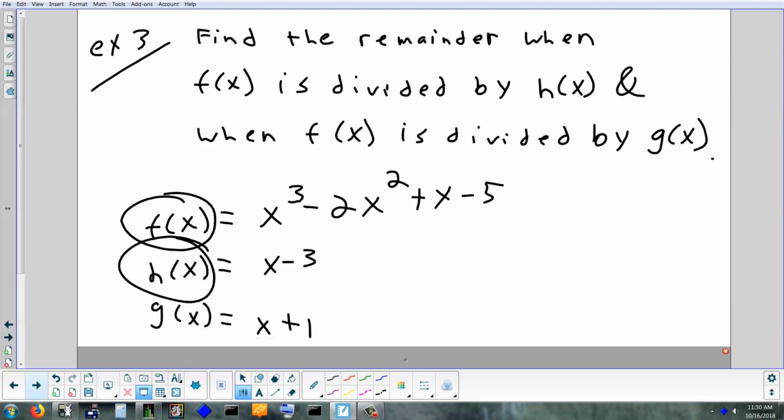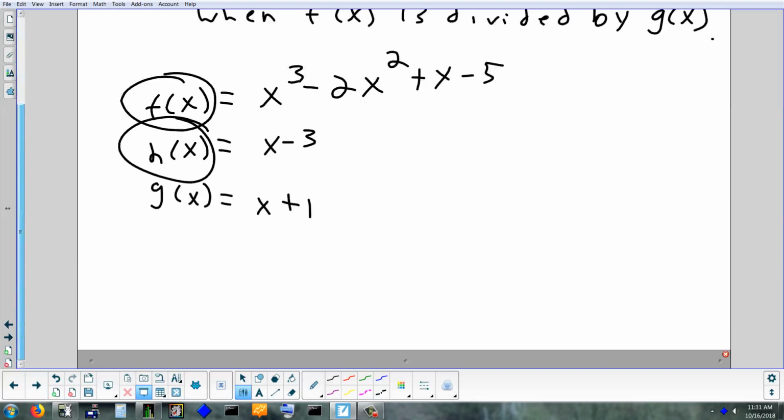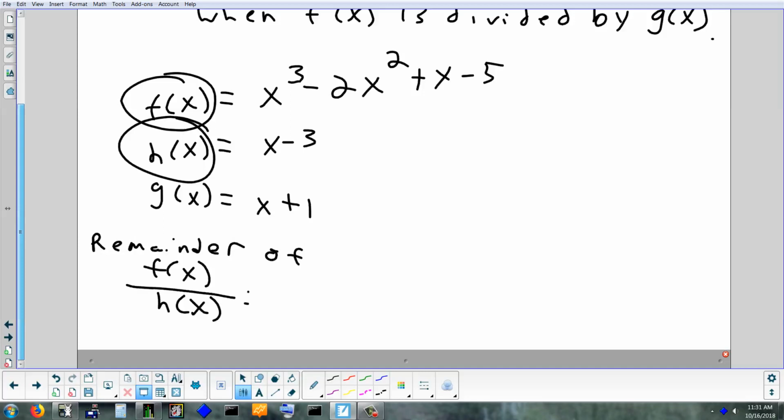Now, do you have to use the remainder theorem? No. You could go through and do long division and get the remainder just like we did. But this is going to be way faster. All right, so let's do the remainder of f of x divided by h of x. Let's do that one first.